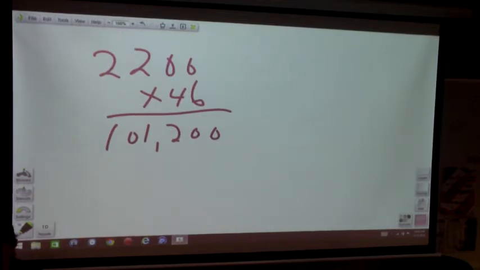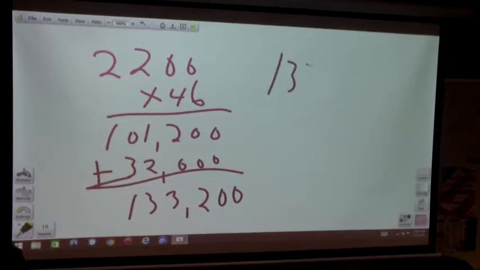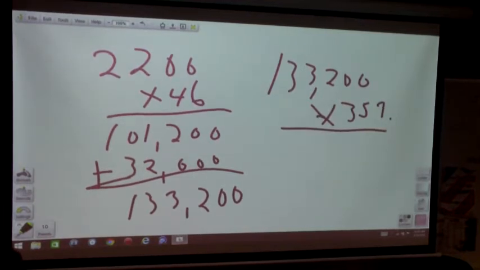And then $32,000 for the lot, right? What do we have now? 133,200. And then 133,200 times 35% gives you 46,620. Let's walk through this.